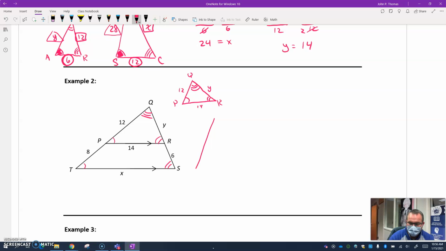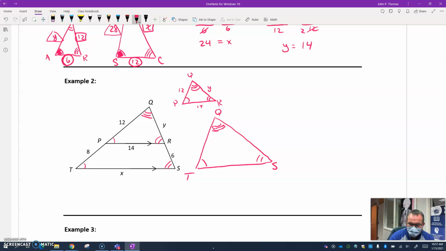Then I'm going to draw another triangle with the same markings, because it's going to be similar. So I have 1 arc here, 2 arcs here, 3 arcs here. And that's going to be the big triangle. So I've got T, Q, and S.